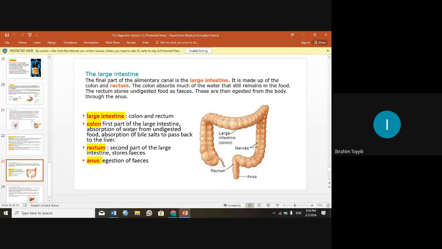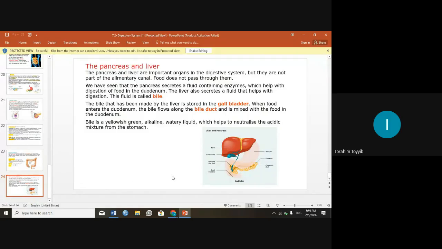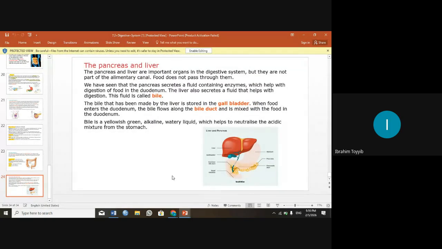Absorption of water from undigested food. Absorption of bile salts to pass back to the liver. So absorption of bile salt is being passed back to the liver. The rectum is the second part of the large intestine. So egestion of this waste is by the anus. So you can see this again.